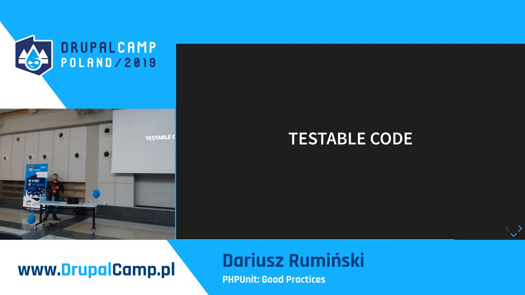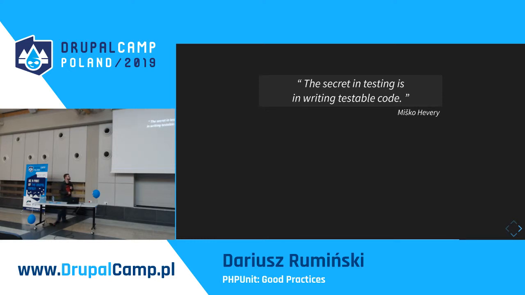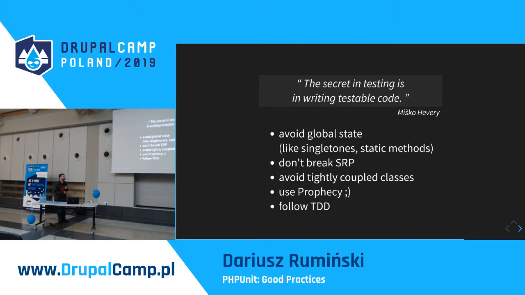So, let's hop further. How to write testable code. The secret in testing is writing testable code. If we have source code that's not going to play nice with the possibility to be tested, we are in trouble. What can we do to avoid that? We can not rely on global state. If we have singletons, also static methods, which are kind of singletons, globals, we cannot mock them. For most cases, we cannot even reset their state. So if we have them, we will have issues with unit tests.